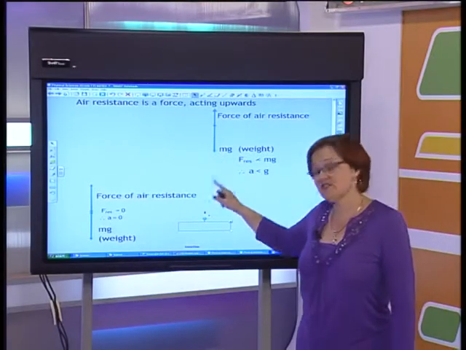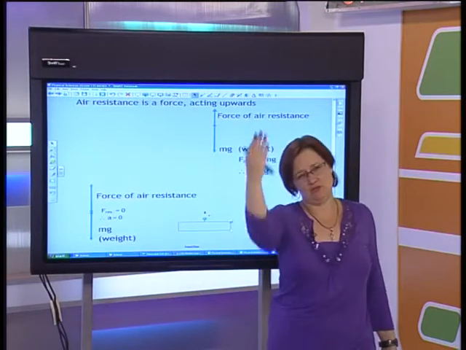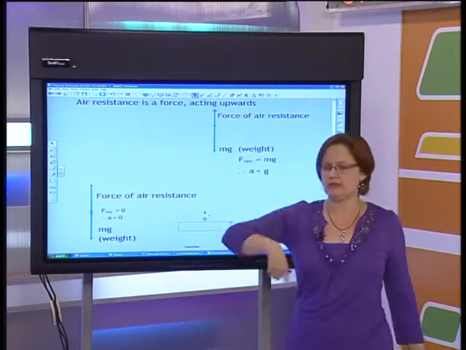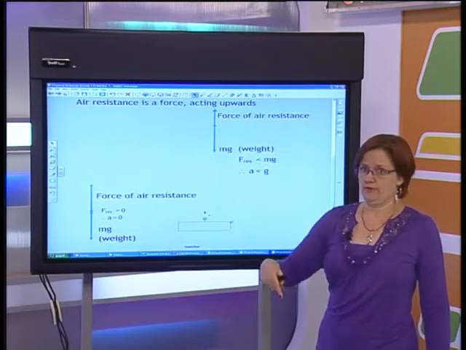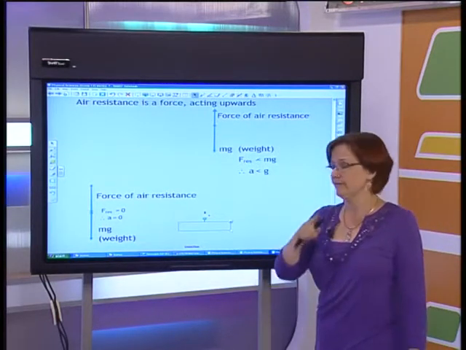And terminal velocity only happens, there's got to be a certain, you can't get terminal velocity throwing a stone off the 3rd story of your school building, so don't do it.